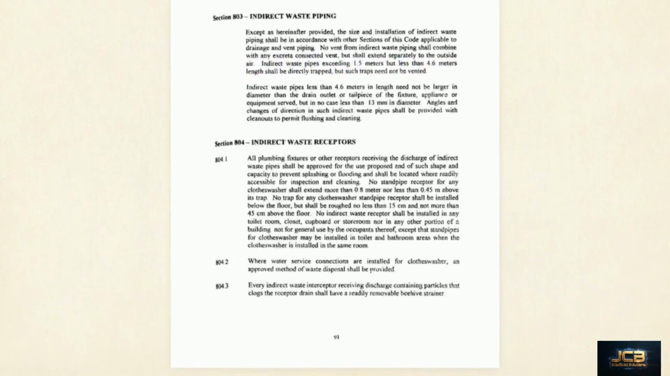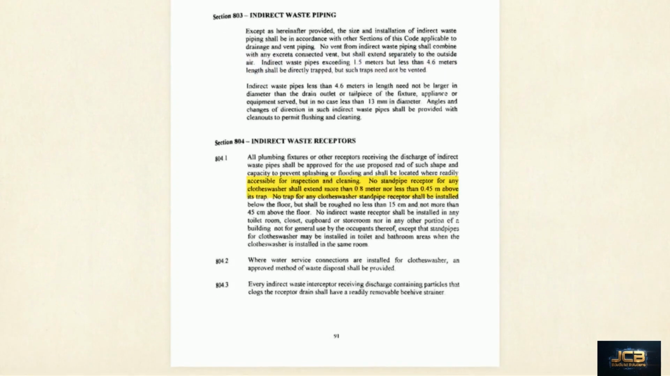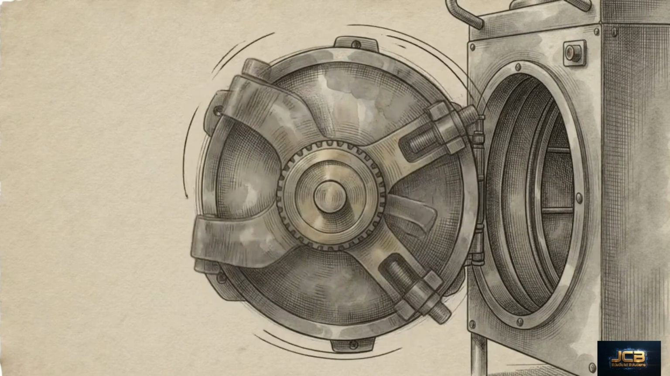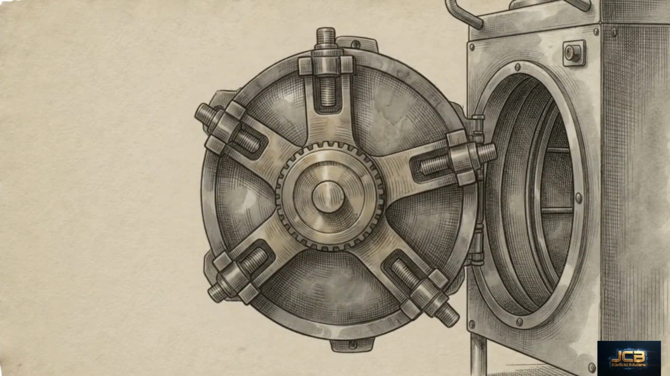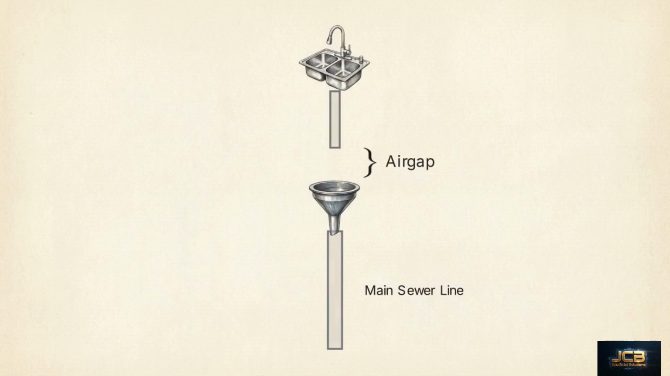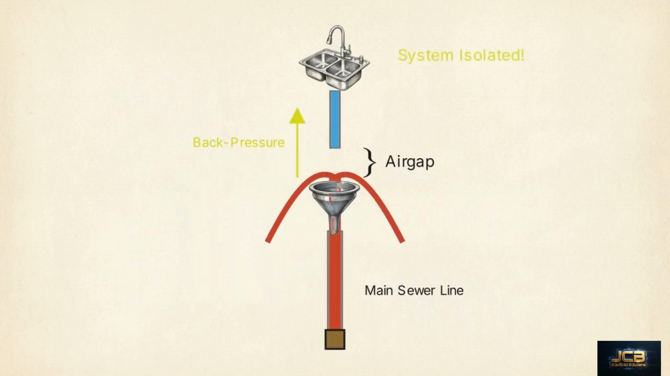Section 804.1 details receptors. A clothes washer standpipe must extend 0.45 to 0.8 meters above a trap roughed in 15 centimeters above the floor. These indirect setups, complete with air gaps, are mandatory for fixtures where contamination is unacceptable. This includes sterile appliances in hospitals, commercial dishwashing machines, and culinary sinks used for soaking or preparing ready-to-serve food. These specific lengths and heights represent the exact limits of fluid dynamics where gravity drainage operates safely without a vent, successfully isolating the primary system from back pressure.